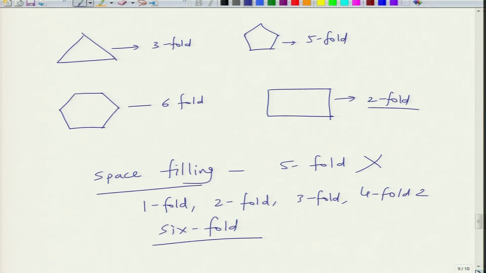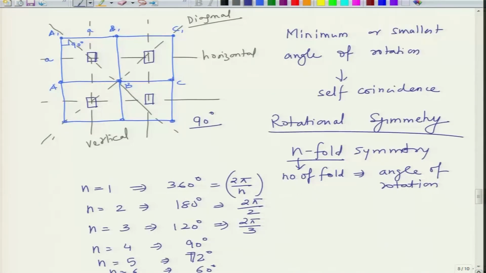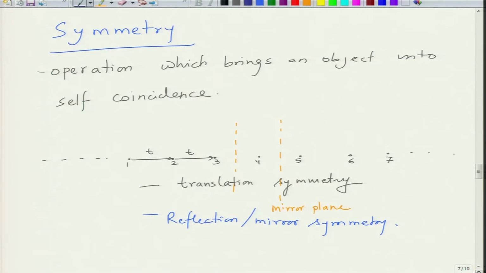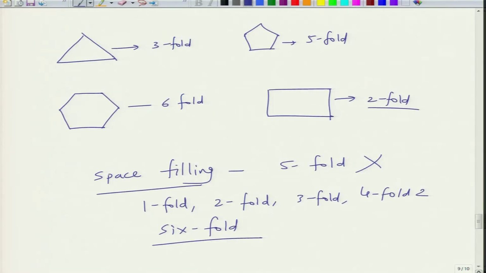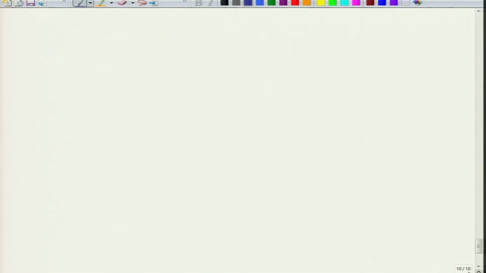And finally, this is something that you require for a 2D object. For a 1D object you are okay with only translation and reflection, but for 2D objects, in addition to translation and reflection, you also require rotation symmetry. And for 3D objects one more thing is added, which is called inversion symmetry.